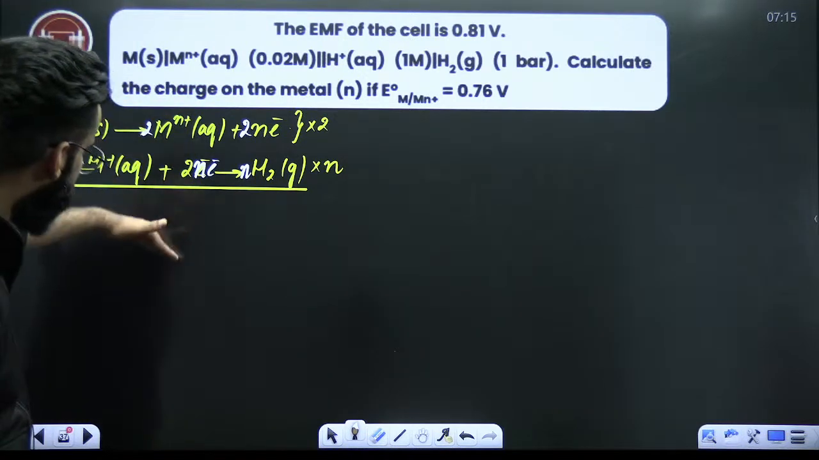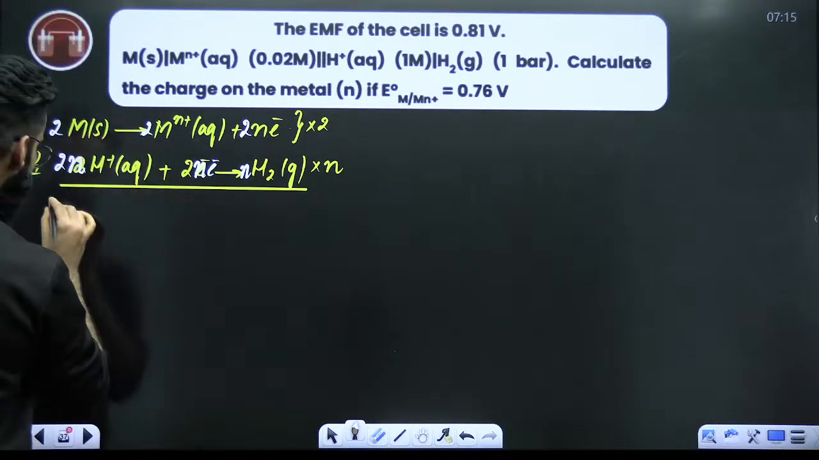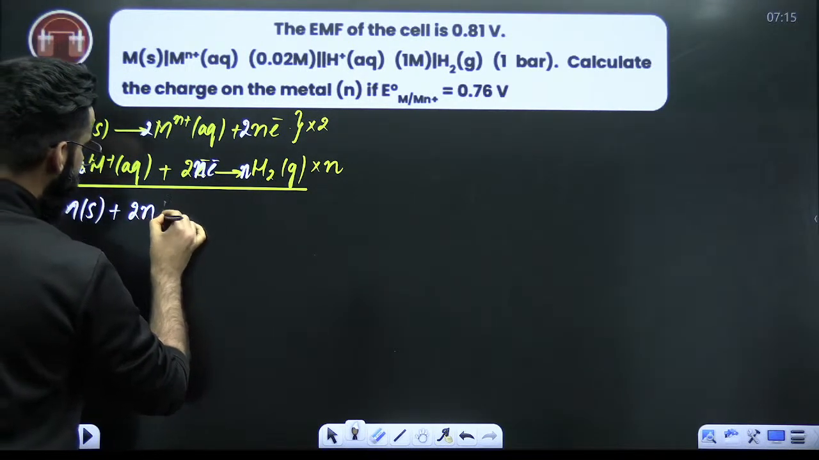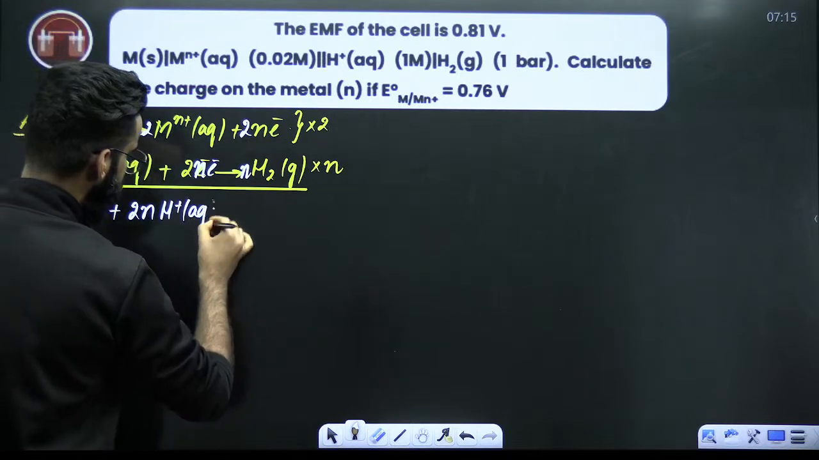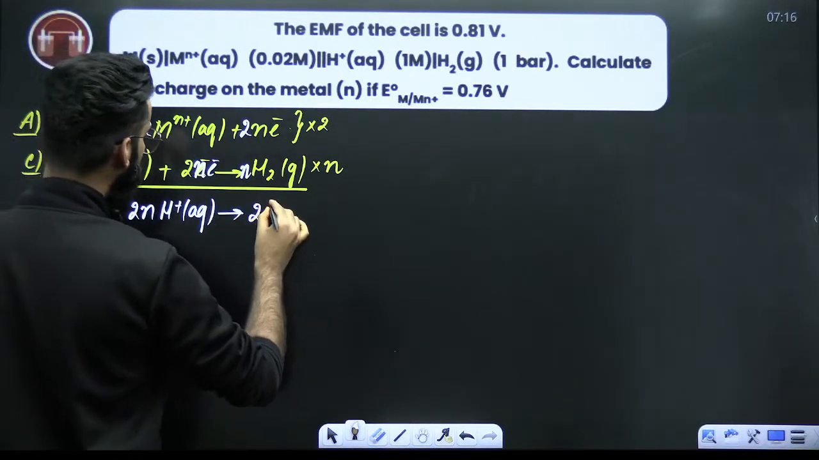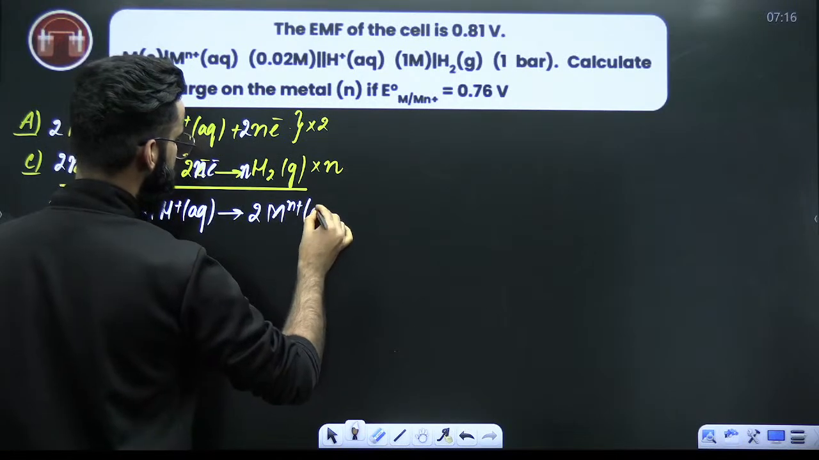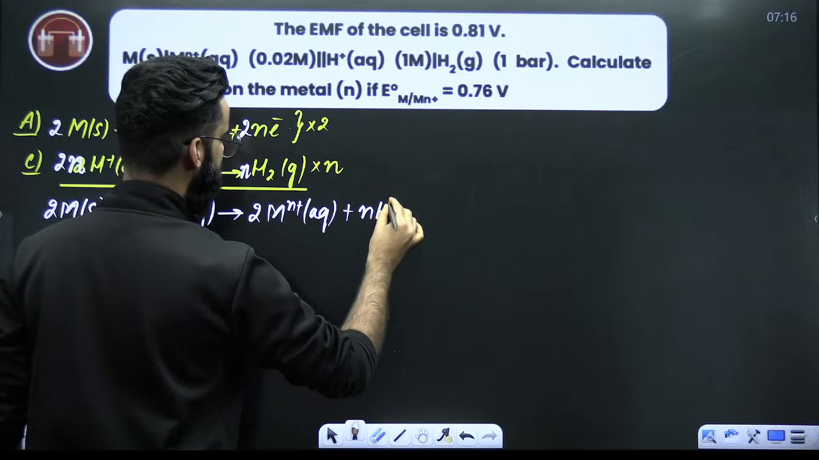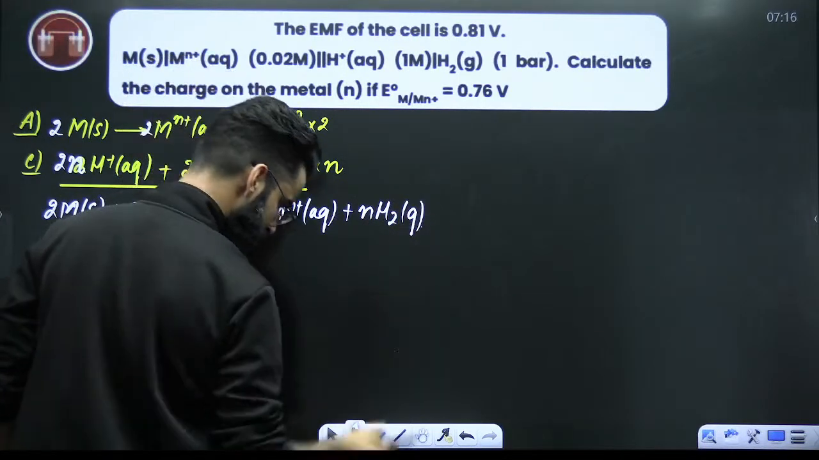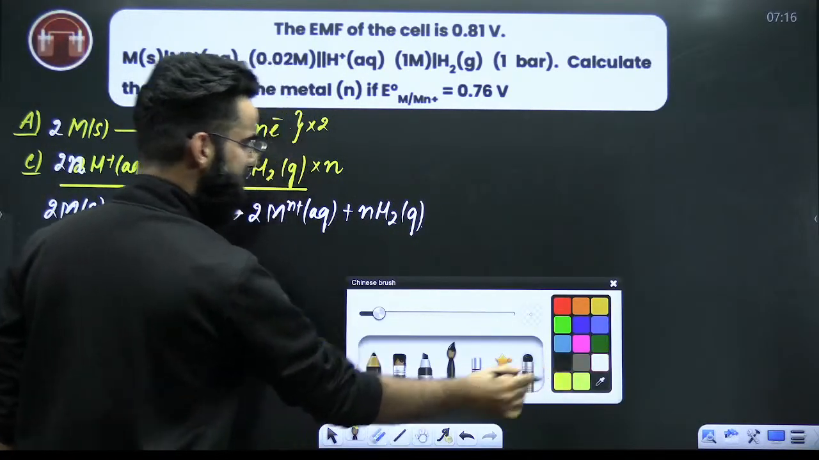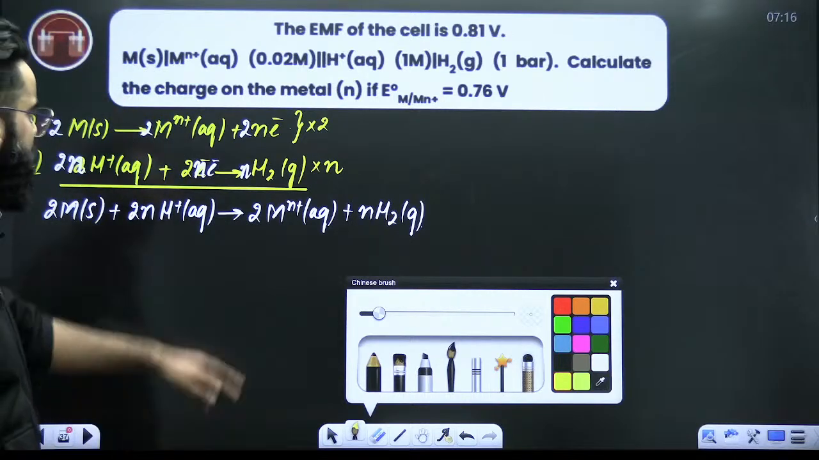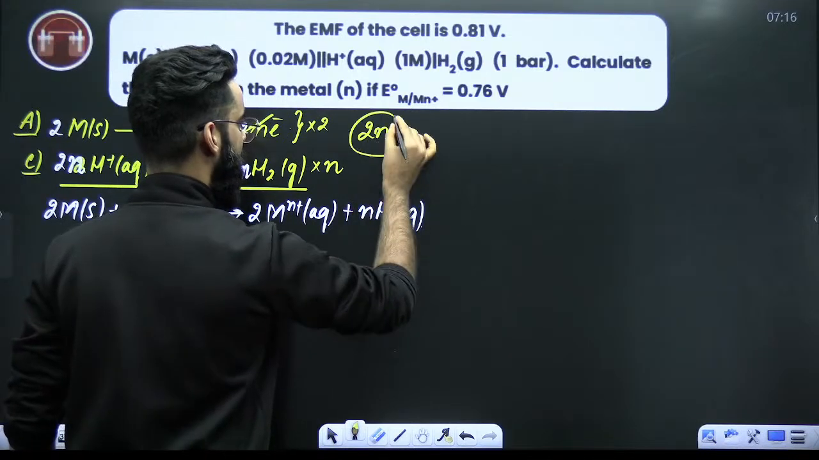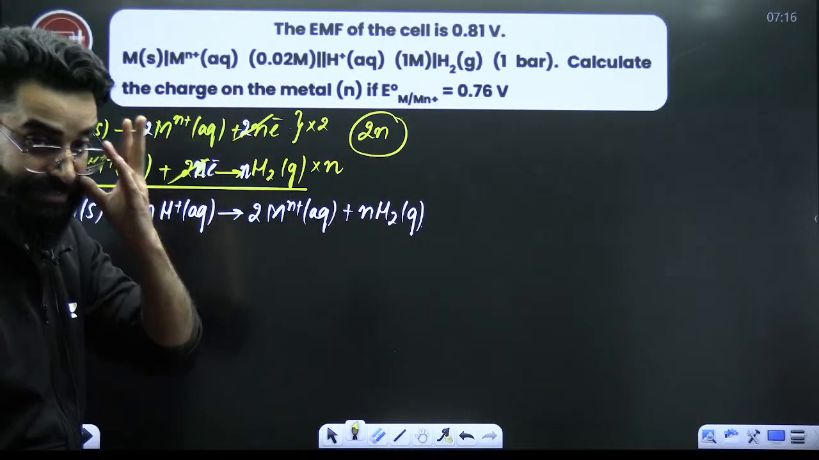Now is the time to add these two reactions. When I add these two reactions, I get 2 times metal solid plus 2n times H positive aqueous gives 2 times Mn positive aqueous plus n times H2 gas. So this is your net reaction. Now, if I ask you how many moles of electrons are exchanged in the net cell reaction, will you say n or 2n? I'll say 2n moles of electrons are exchanged in the net cell reaction.